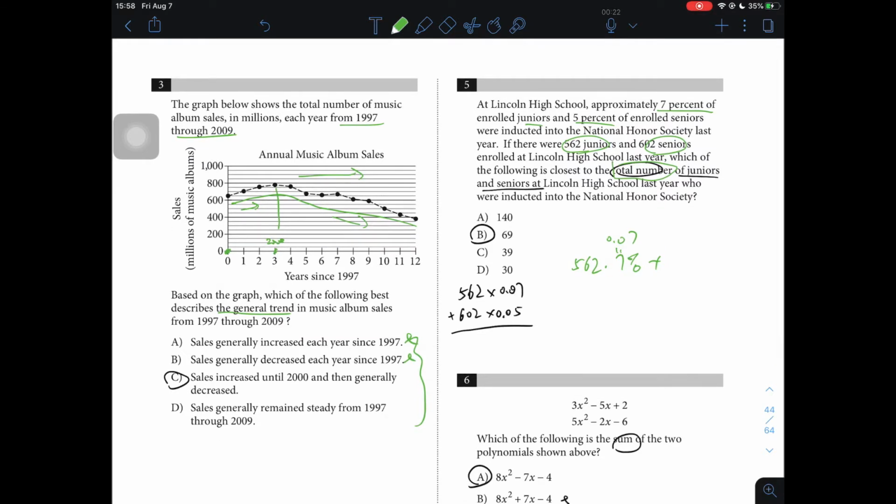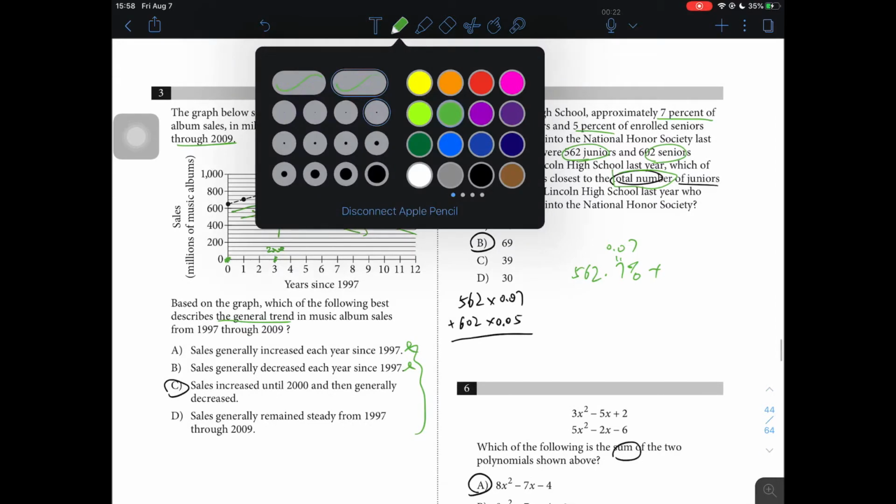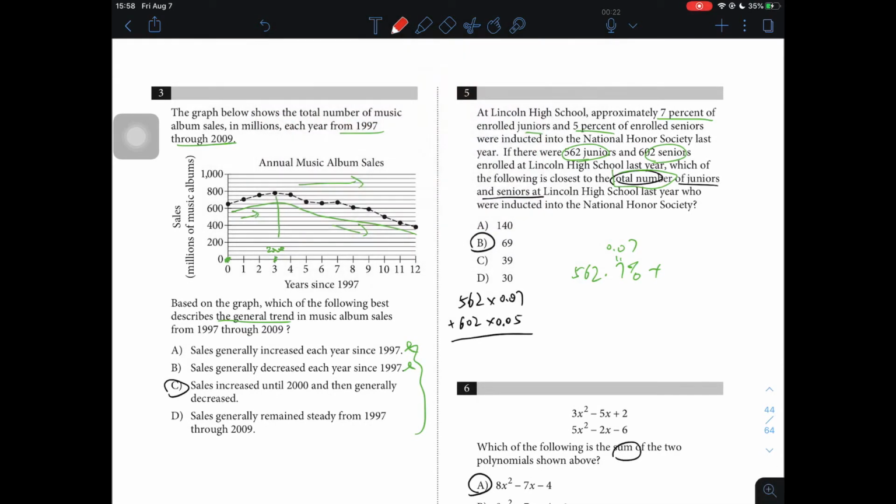When it's a total number, you just add them together. In this particular question, you would definitely use a calculator, right? But don't use the calculator as you're going through. Don't do, oh, what's 562 times 0.07, get an answer here, then get another answer here, then add them together. Don't do that. That's a waste of time.